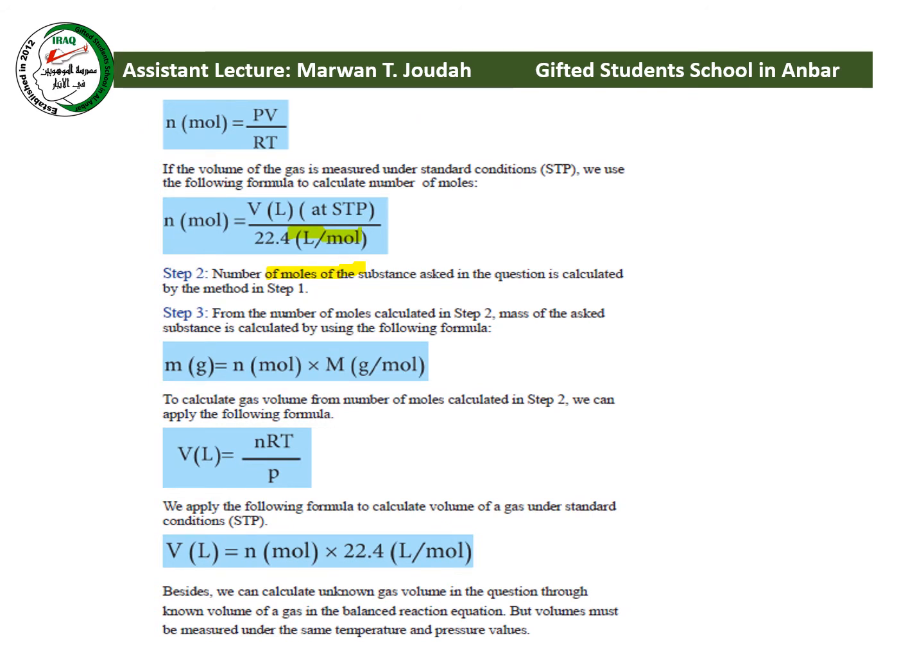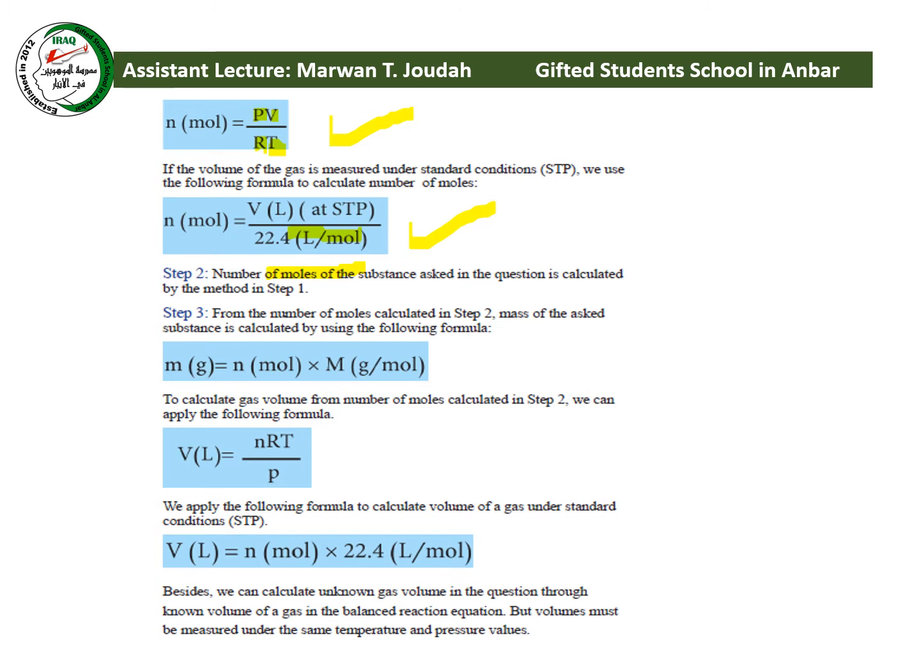First of all, n equals PV over RT. P means the pressure, V the volume, R the gas constant, which is 0.083, sorry, and T is the temperature. It could be in Celsius or in Kelvin. Okay, n equals V at STP over 22.4. This is another law. Okay, this is the first one.